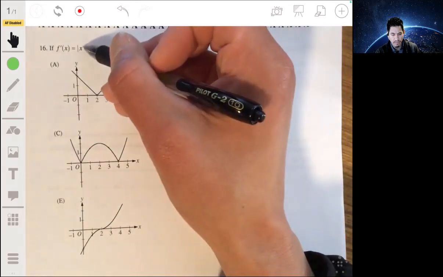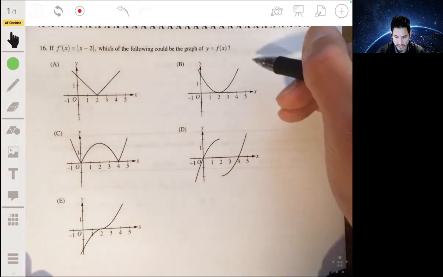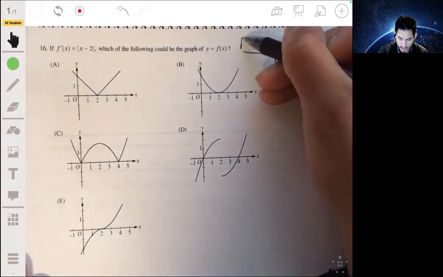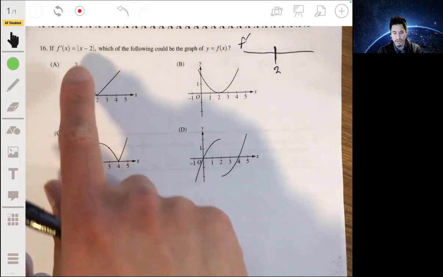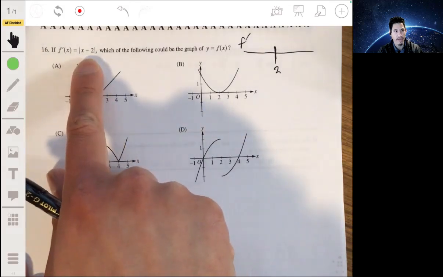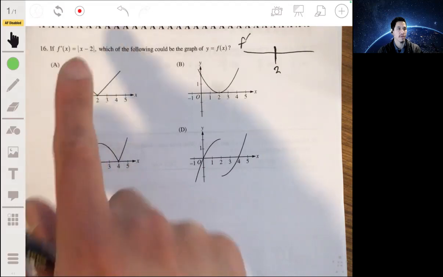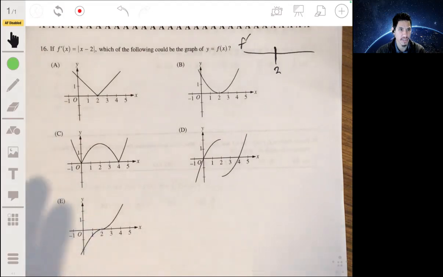So the key thing is to recognize what's the change when x is 2. What's going on with the derivative? So the graph of this, when x is less than 2, the graph is going to be decreasing.